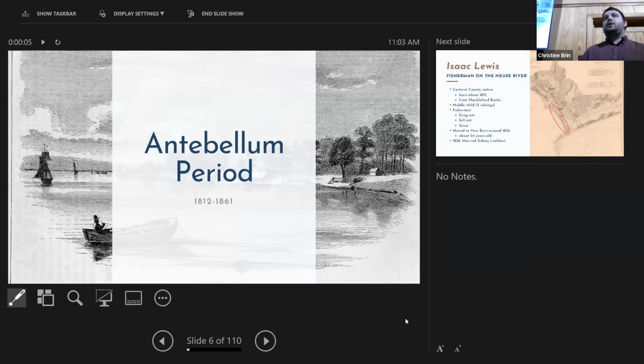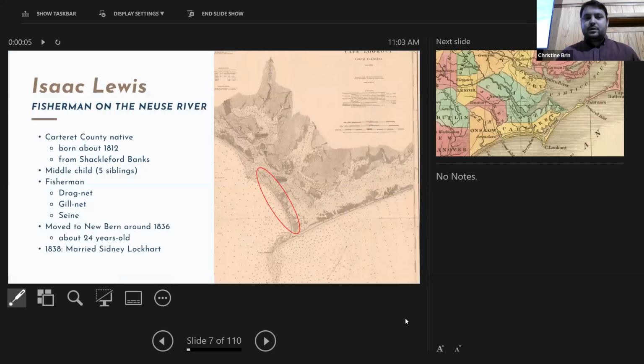So I'm going to start off with the antebellum time period, because that's really when the commercial fishing industry on the Neuse River starts. And I'm not going to start the story in Craven County. I'm going to start it in Carteret because I want to talk about Isaac Lewis and his life. And that's the framework that I want to use to talk about the fisheries on the Neuse River in the 19th century.